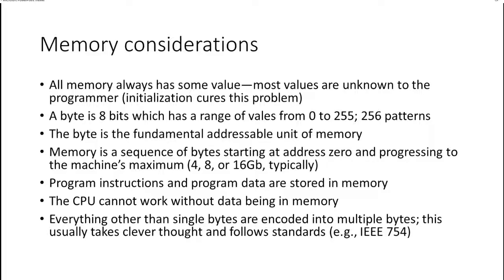Since both program instructions and program data must be stored in memory, it makes sense that the CPU can't do any work unless they're stored in memory. It would have nothing to direct it what to do, and it would have nothing to work with. So thus, both instructions and data must be in memory.